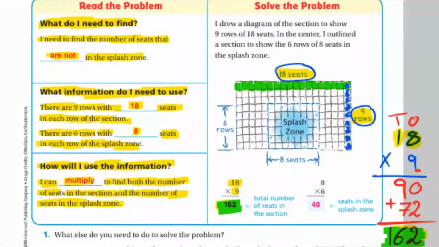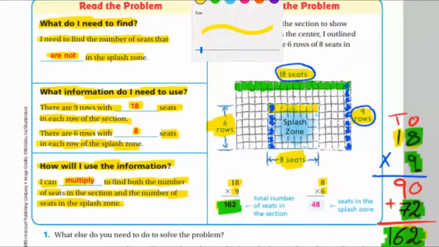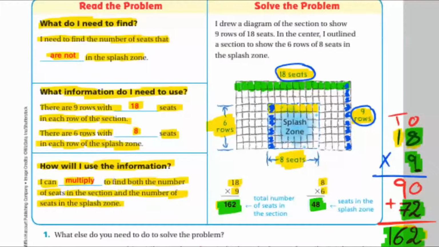After that, let's get the number of seats in the splash zone. So let's count how many seats and how many rows are in the splash zone. Okay, let's see. We have 1, 2, 3, 4, 5, 6, 7, 8. So we have 8 seats. And let's count the number of rows here: 1, 2, 3, 4, 5, 6. So we have here 6 rows. Okay, so let's multiply 8 by 6. As we all know, 8 times 6 equals 48. And that's the number of seats in the splash zone.